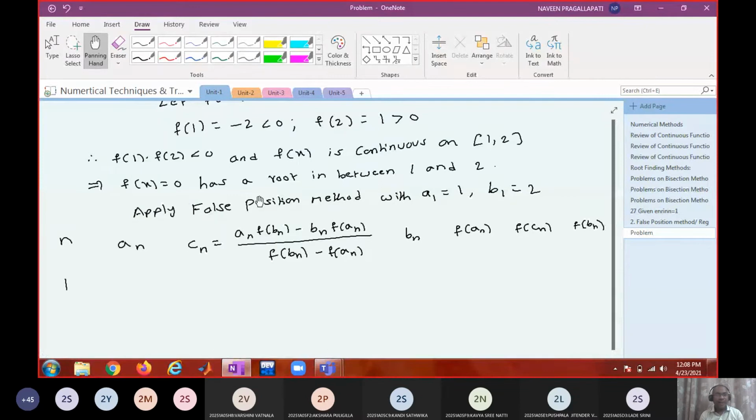Now you see the formula requires the values of f of an, f of bn also. So unlike bisection method, it is not sufficient to put only plus minus. You need to write down the values also. When you write down the values, that will be useful to substitute in this formula to compute the next approximation. Is that okay?